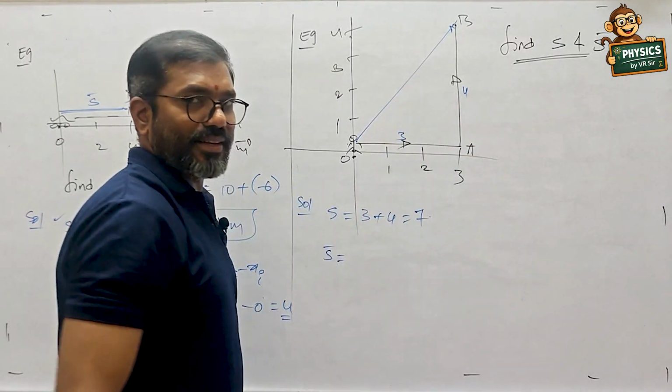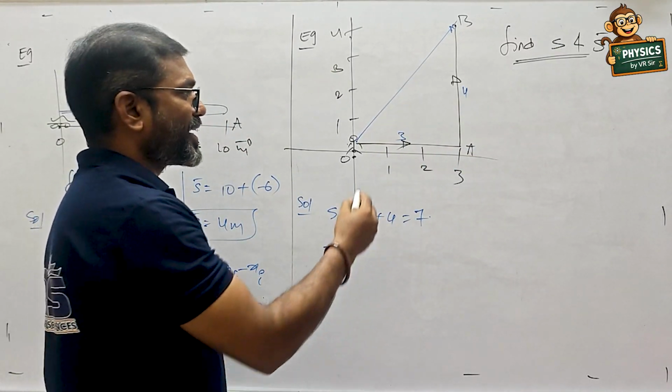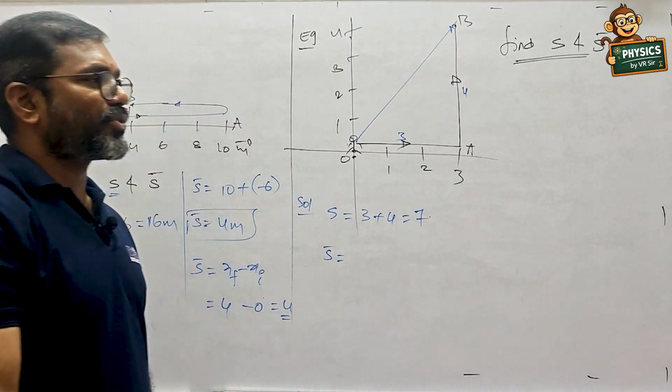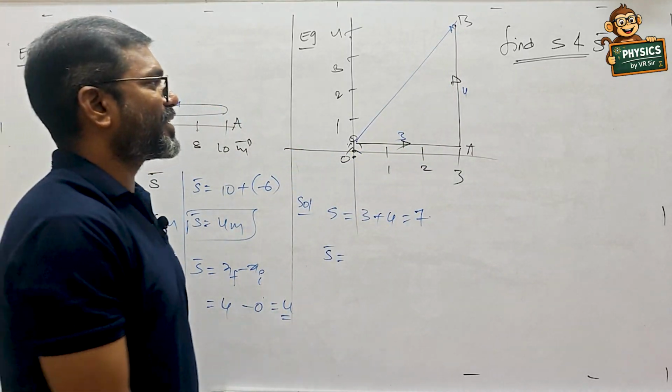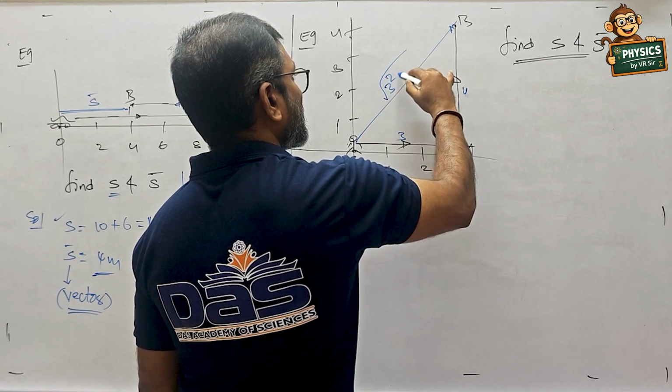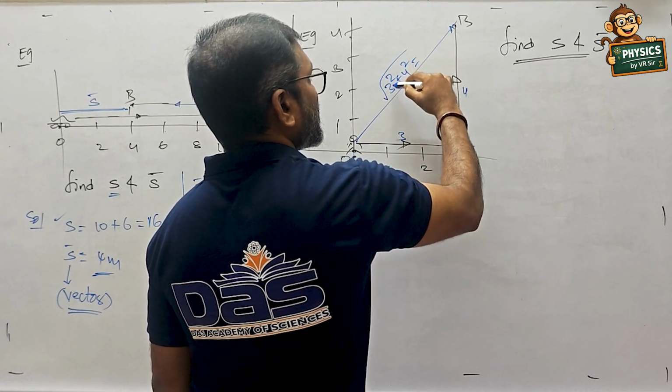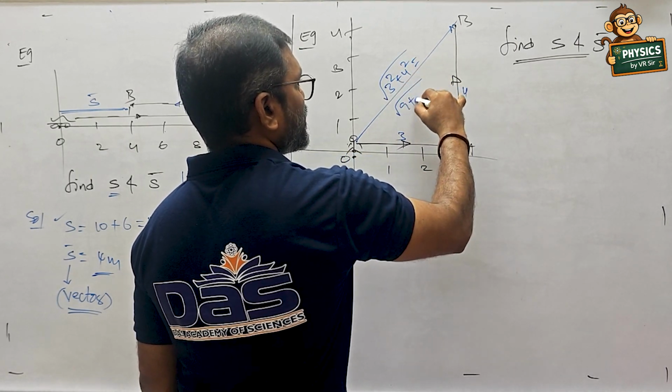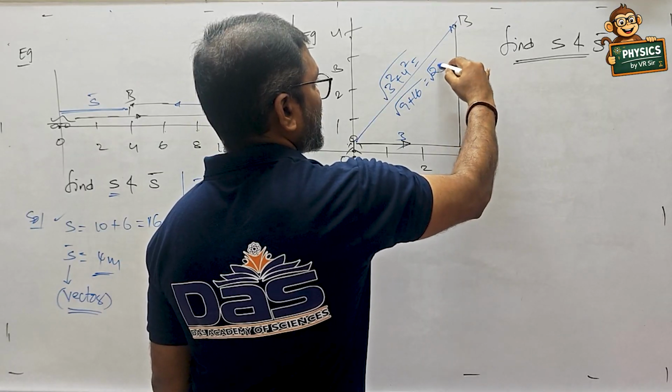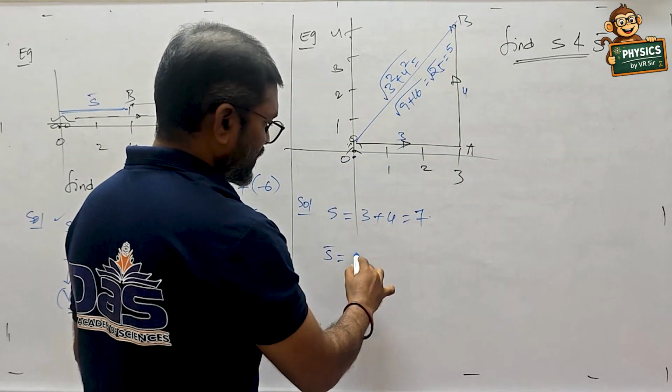It's like a right angle triangle, isn't it? By this time, most of you know the answer. If you apply the Pythagoras theorem, the shortest path is the square root of 3 square plus 4 square, which is root over 9 plus 16. It's root 25, which is nothing but 5. So what is the displacement? 5.